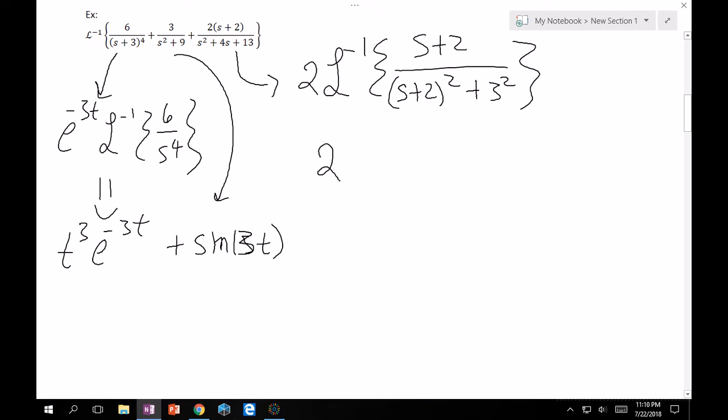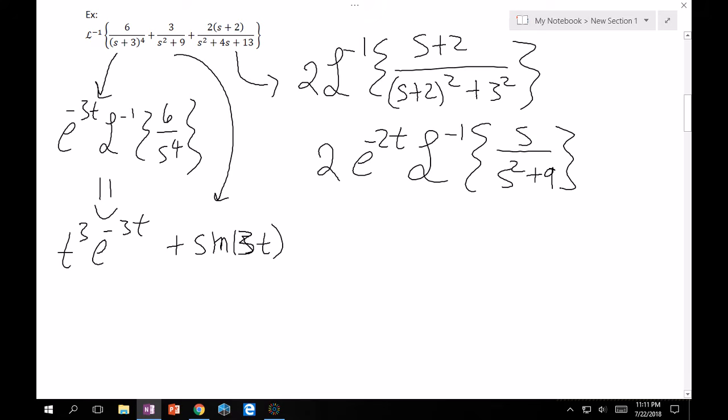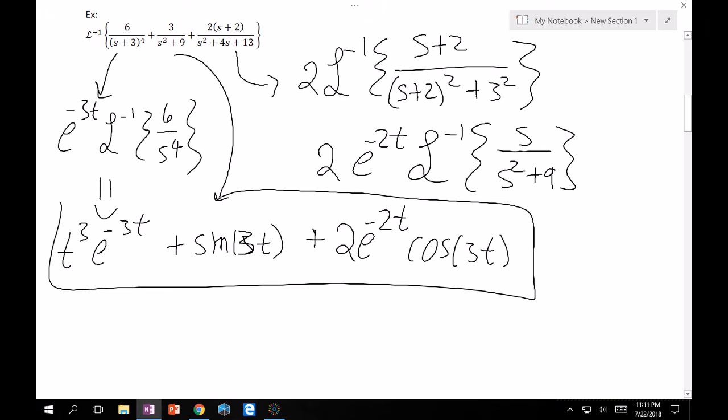Everywhere where we see an s plus 2, therefore, we can take out an e to the minus 2t. And then this becomes the inverse Laplace of s over s squared plus, I guess I can write 9 now. And that is just cosine 3t. Therefore, this is just 2 e to the minus 2t times cosine 3t. And there you go. That's the inverse Laplace of that guy right there.